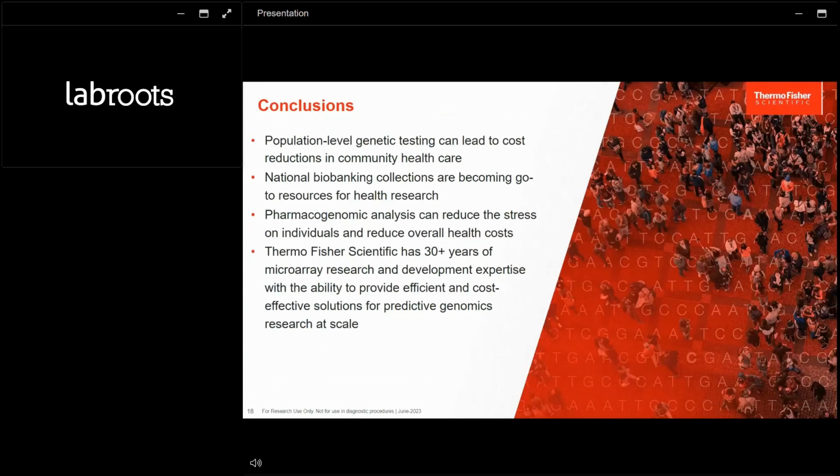So just in conclusion, I will tell you that population-level genetic testing can lead to cost reductions in community healthcare programs. National biobanking collections are becoming a go-to resource for health research, both by the state-run organizations and because they make it freely available for individual and private organizations as well. The pharmacogenomic analysis can reduce the stress on individuals by reducing adverse drug effects and reduce the overall health costs by making the drug dosing and possible side effect causes minimal.